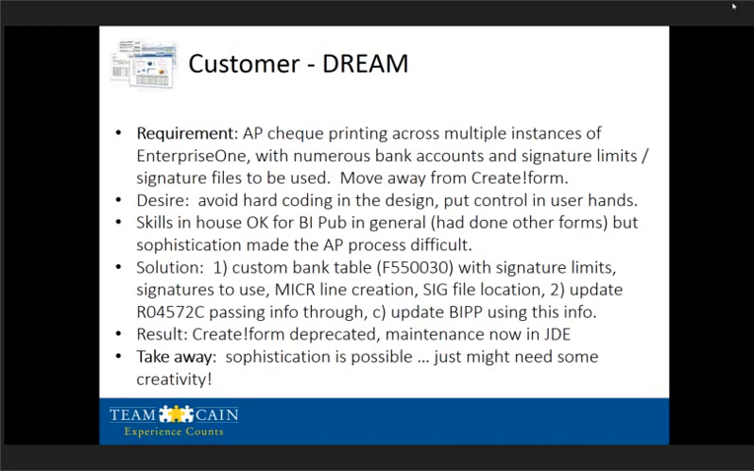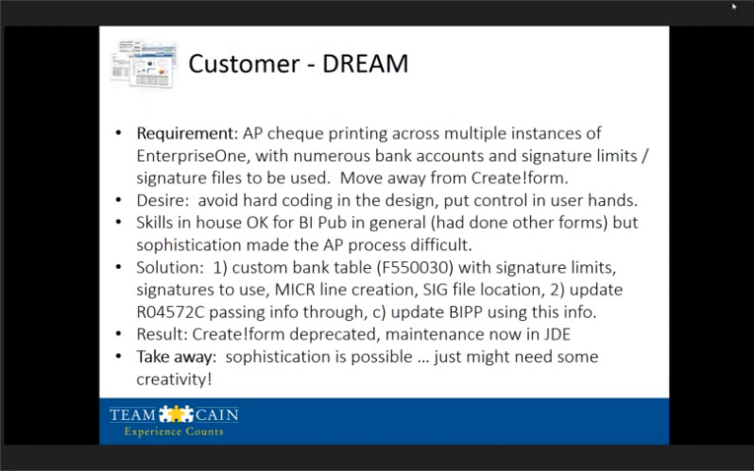Building up the microline was very important. Working with another customer, where they also have, I'm drawing a blank on the name of the process, but it's basically a fraud prevention capability, there's a couple of extra characters that are added. In addition to that, we needed to update, in their case, the R04572C, the Canadian check process, to grab this information from the table and pass it through. And we updated the BI Publisher pack that we had to use this information.